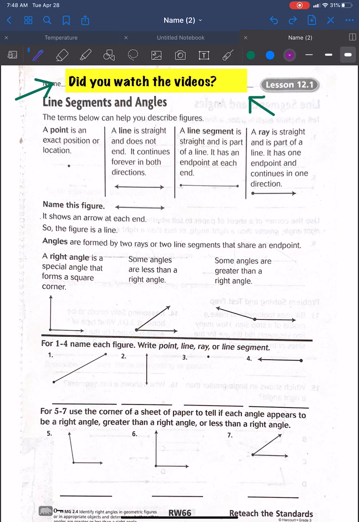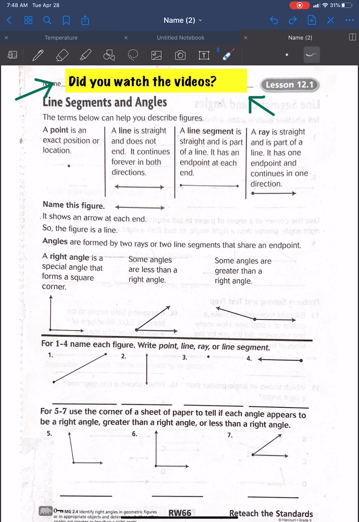First, a point. A point is an exact position. It can show you exactly where something is on a page, on a line, on a graph. That is the point. A line. A line is straight and it has no end. It continues forever in both directions. It's shown that it continues in both directions using these arrows. These arrows tell you that the line continues in both directions forever.